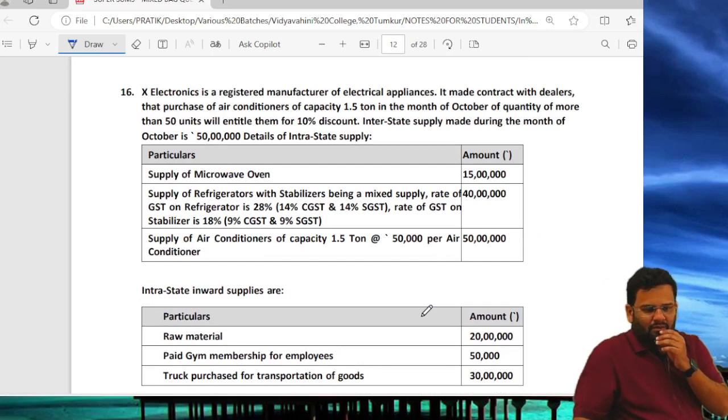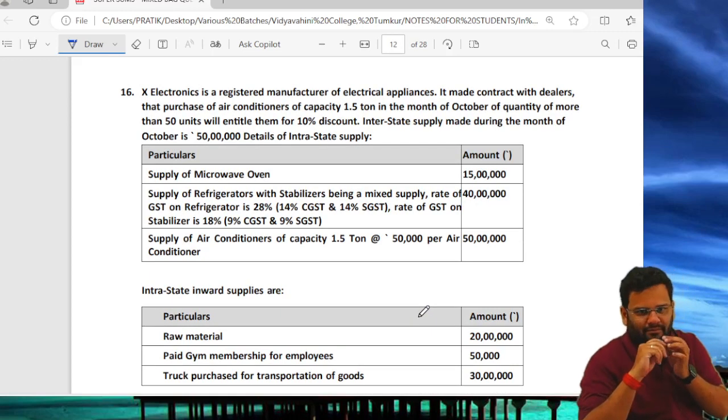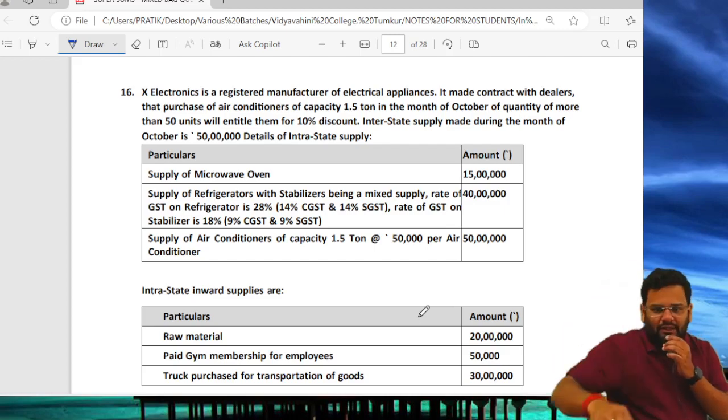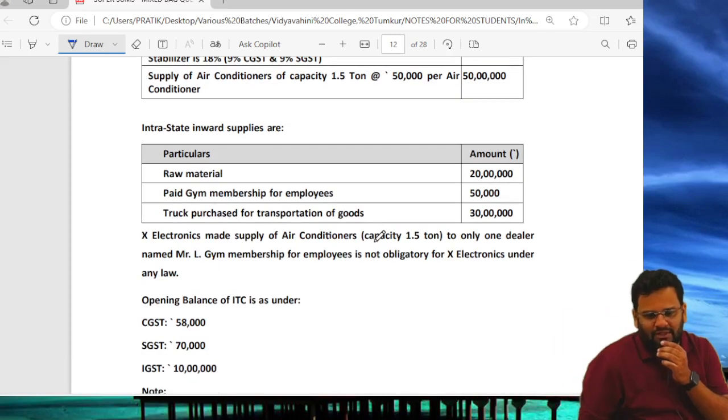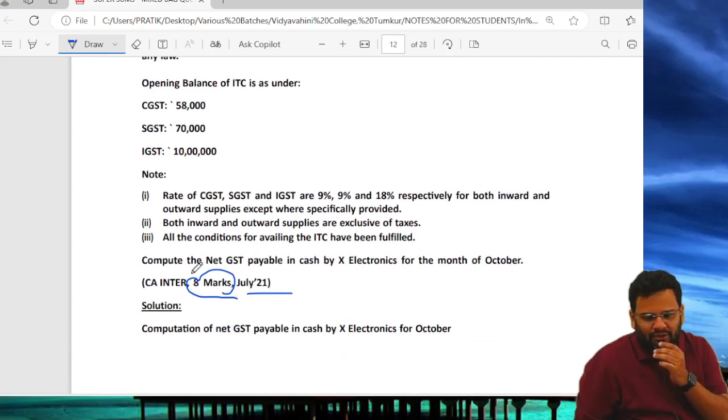Okay, that year exams happened in July. Okay, maybe due to COVID. I don't remember the exact reason, but it happened in July. That's why July 21. Pay attention with full focus. When so much data is given, first check what is asked finally. So the question says compute net GST payable.